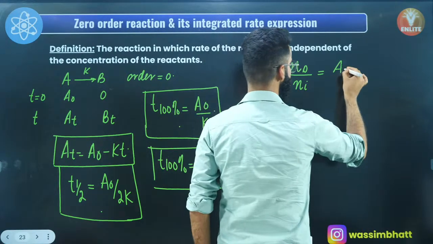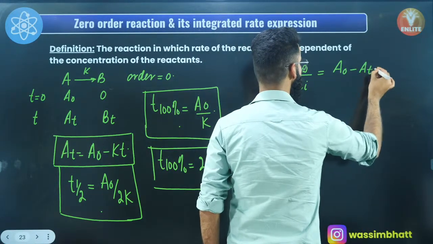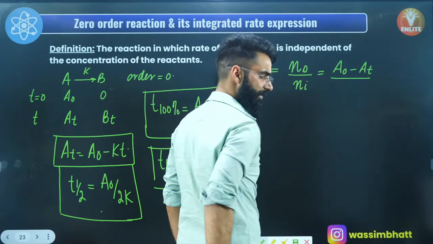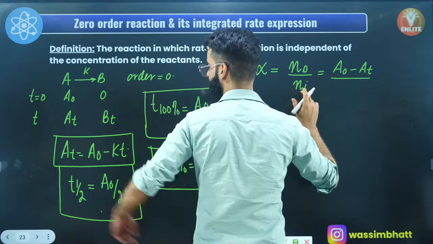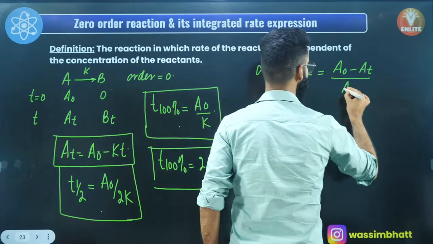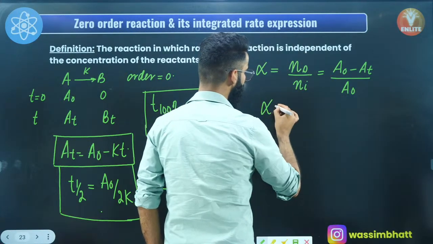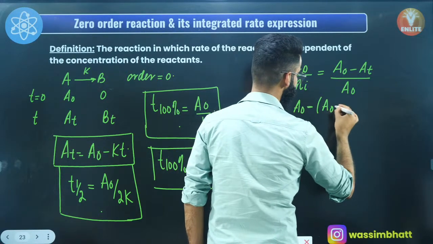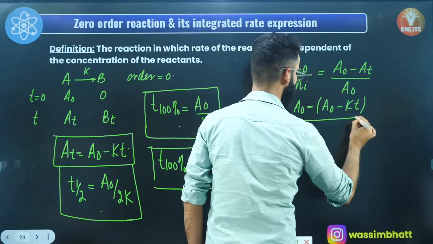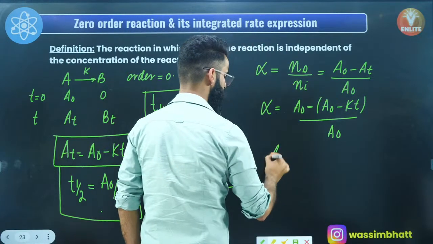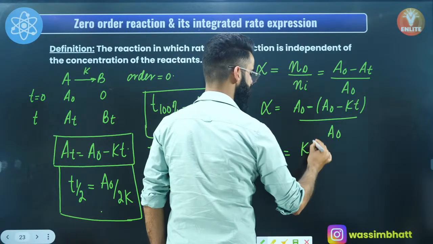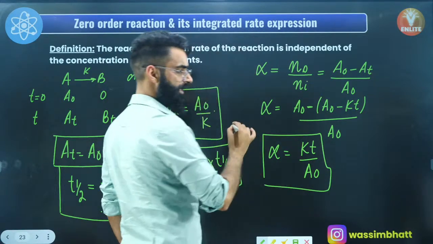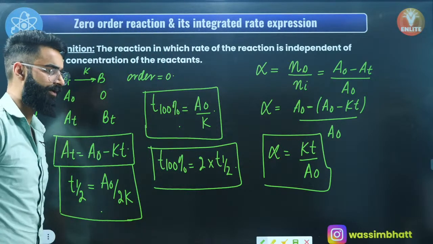So how many moles of reactant got converted into the product? It is A_0 minus A_t. These many moles of reactants got converted into products, or I can say these many moles of reactants got dissociated, right? Divided by n_i, which means the initial moles of reactant, that is A_0. So alpha from here is simply going to be equal to A_0 minus A_t, that is A_0 minus (A_0 minus kt), divided by A_0. So from this particular equation, alpha is going to come as kt divided by A_0, right?